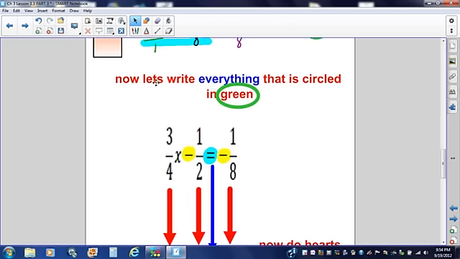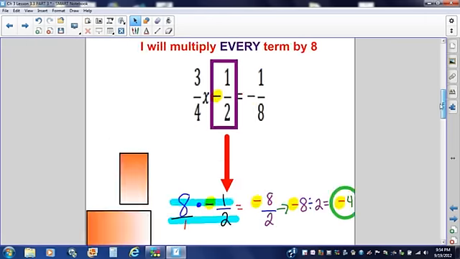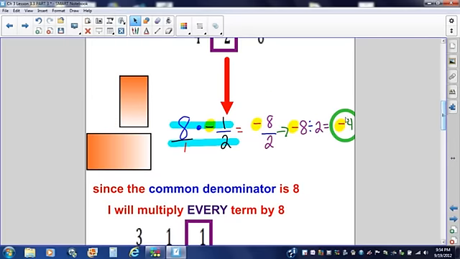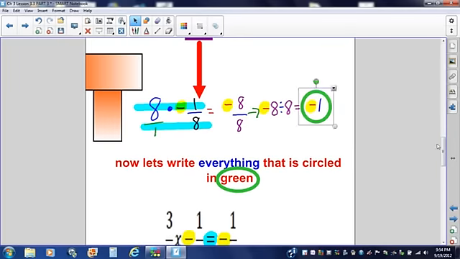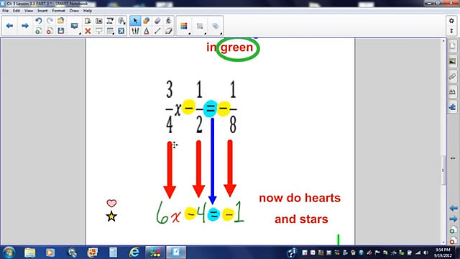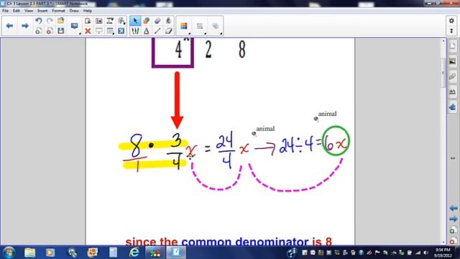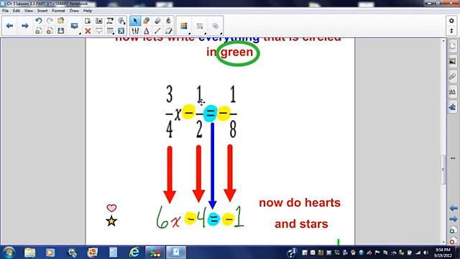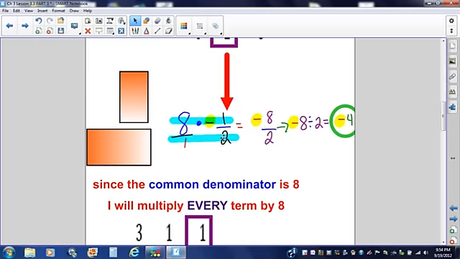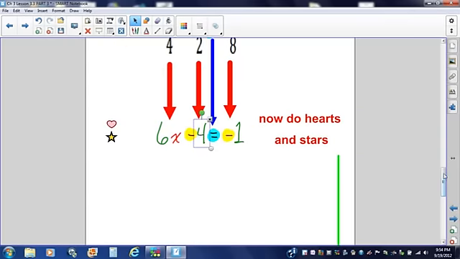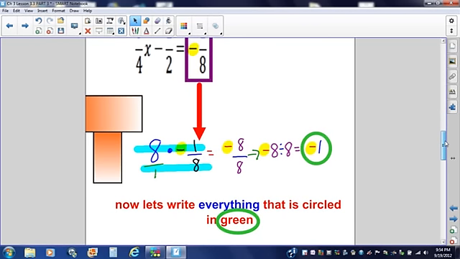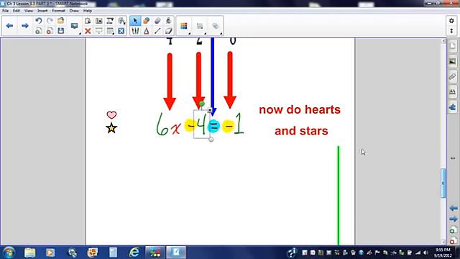Now, let's write everything that is circled in green. I have a 6x, a negative 4, and a negative 1. So I'm going to rewrite 3/4 x as 6x. Where did I get it from? Right there. Remember, there's my 3/4 x. I did all this work, and that gave me 6x. Now, I'm going to rewrite the negative 1/2 x. There's my negative 1/2 x. I did all the work. It gave me negative 4. So there's my negative 4. There's my negative 1/8. I did all this work and got a negative 1. There's my negative 1.